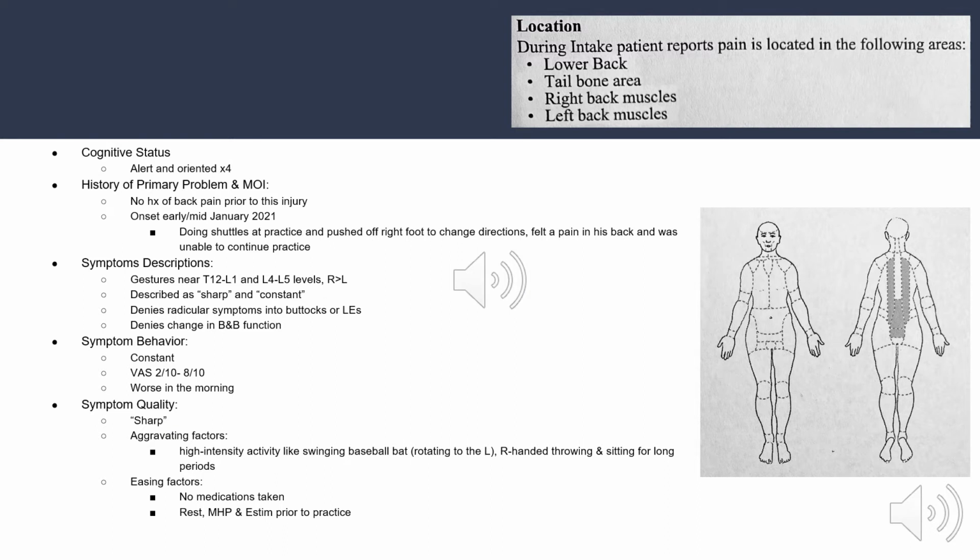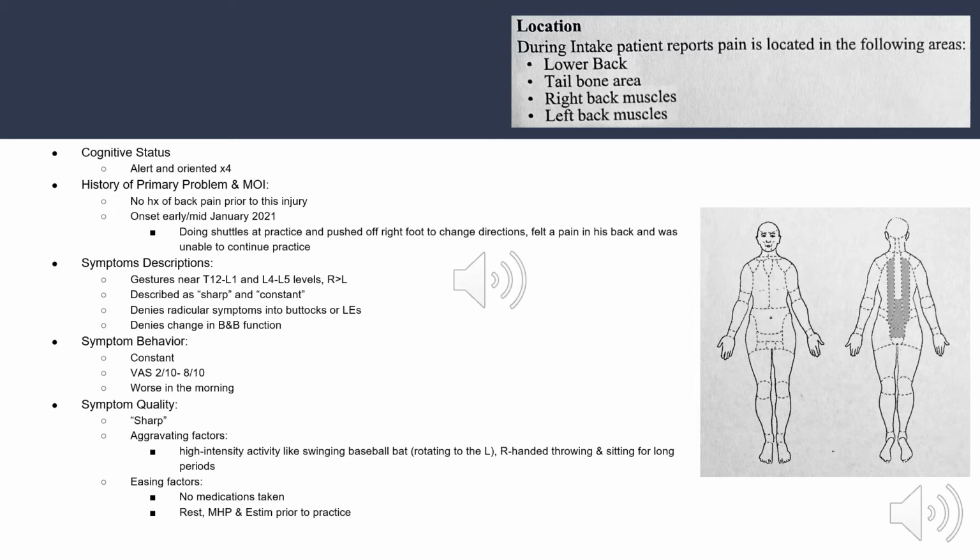So his cognitive status is completely normal. He's alert and oriented times 4. History of the primary problem and the mechanism of injury. So he's had no history of back pain prior to this injury, he says, and the onset was about mid-January of this year. He says he was specifically performing shuttles at practice. He pushed off of his right foot to change directions, and then he felt a pain in his back and was unable to continue practice.